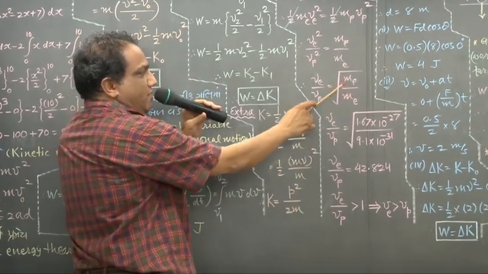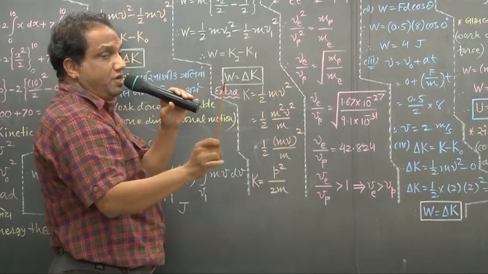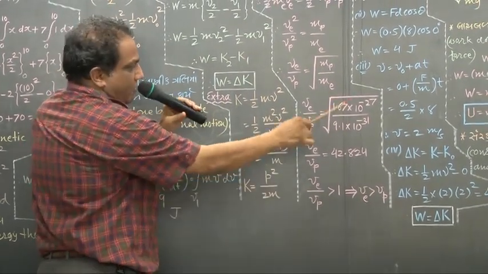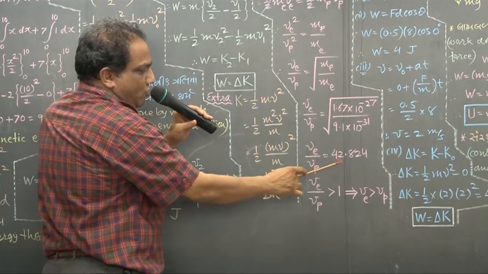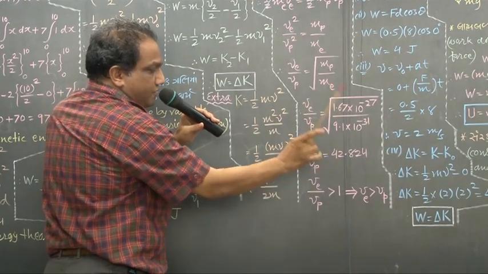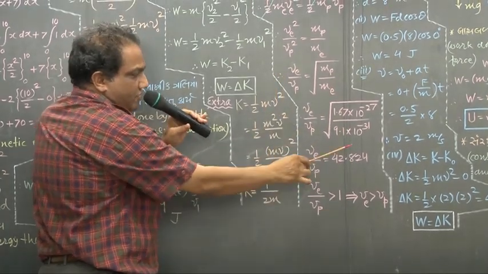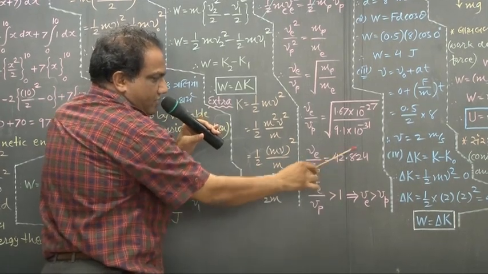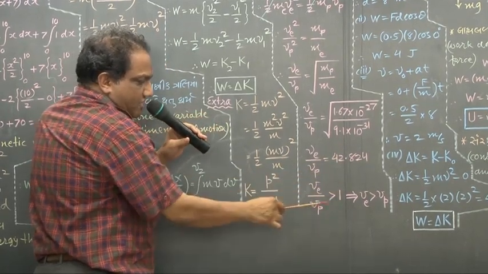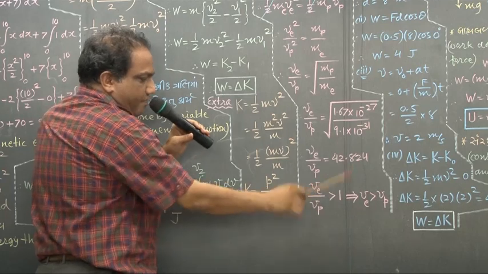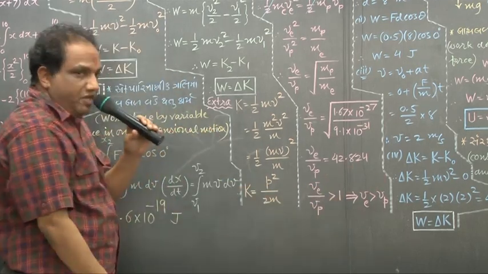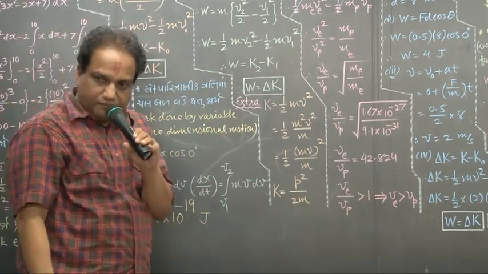Mind well, both the masses must be placed in the same unit. Now when you simplify, the answer is 42.824. Now tell me, this value is greater than 1. So transfer this. So VE is greater than VP.